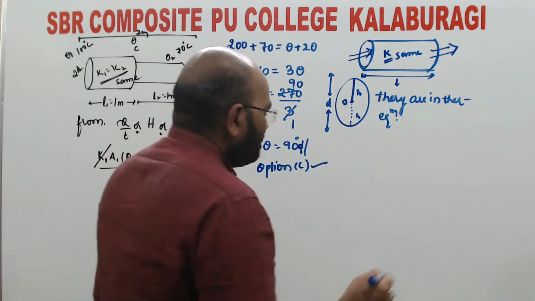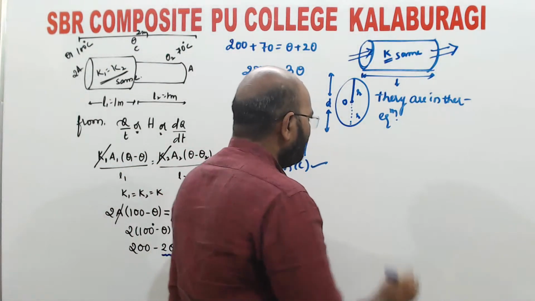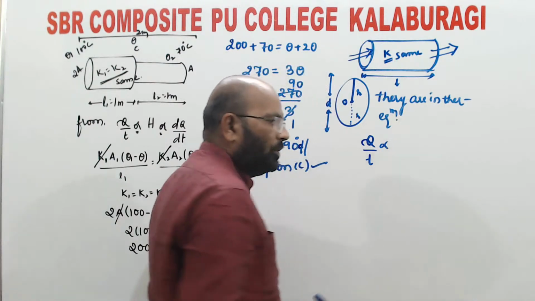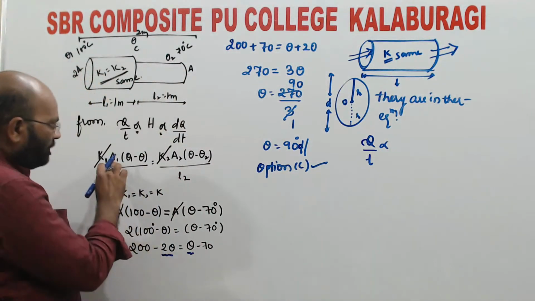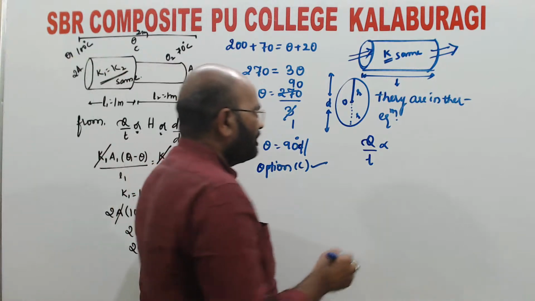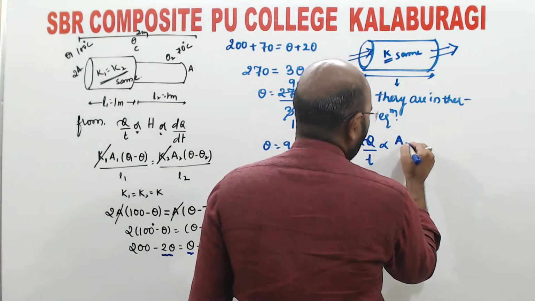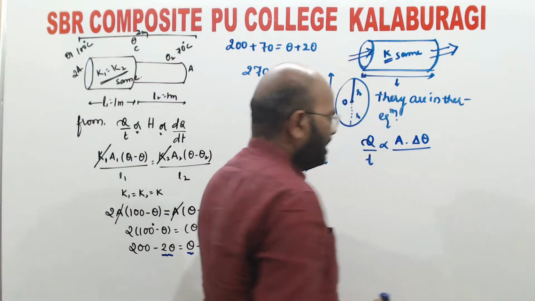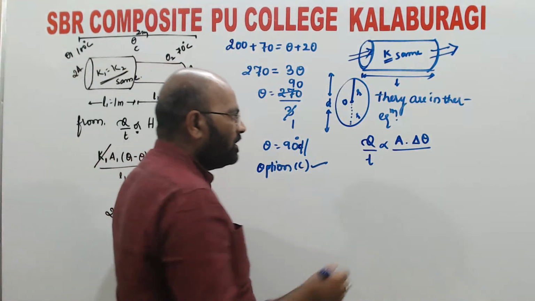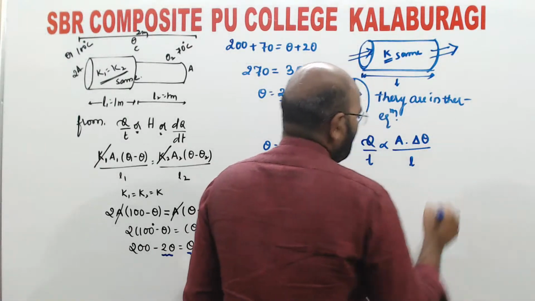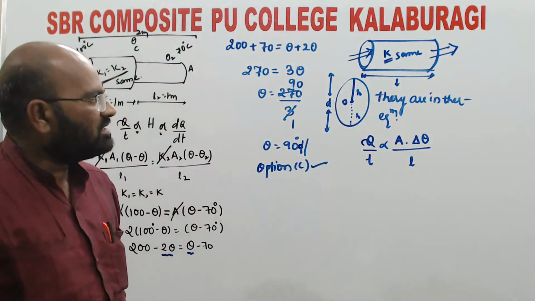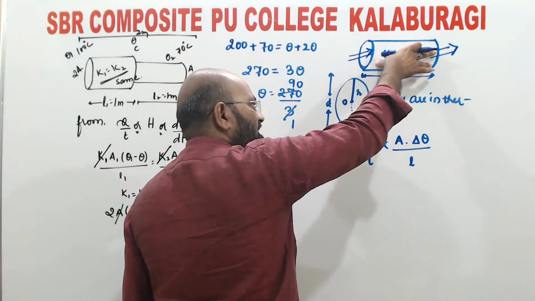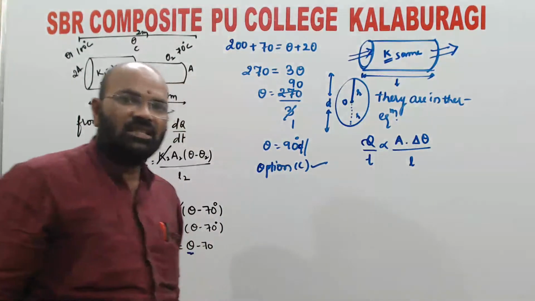We know that from the statement of the coefficient of thermal conductivity, Q by T is directly proportional to cross section area, directly proportional to the temperature difference between the two ends, and inversely proportional to the thickness or the separation distance between the two faces.